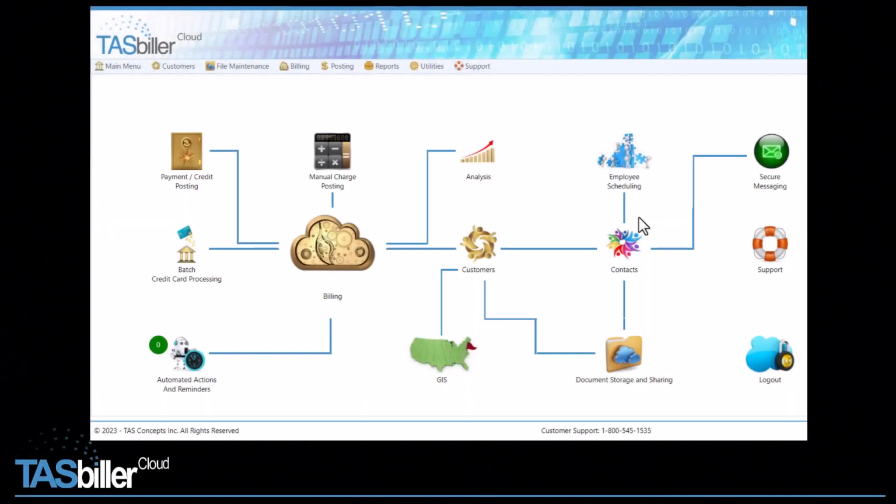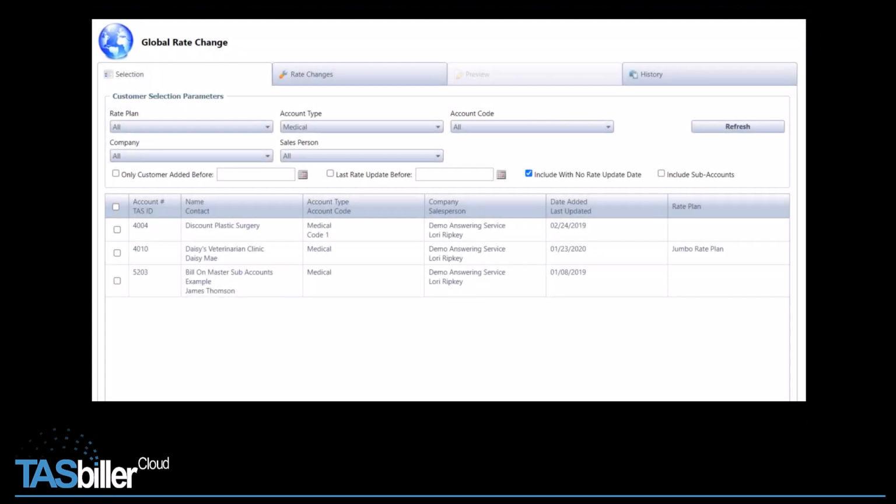Hello, my name is Randy Ripke, and in this video we'll be talking about the global rate change feature in TASbillerCloud. The first thing we're going to do is select our customers. Now the flow of this is very similar to the notice distribution for those of you who have used that feature. So we're going to choose our customers, and we can filter these by a variety of methods.